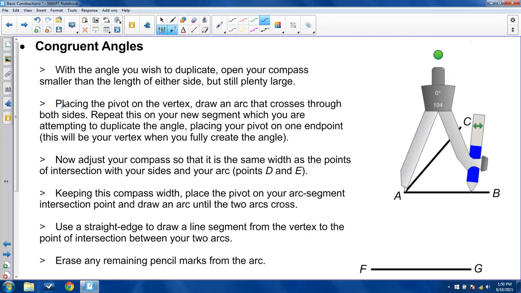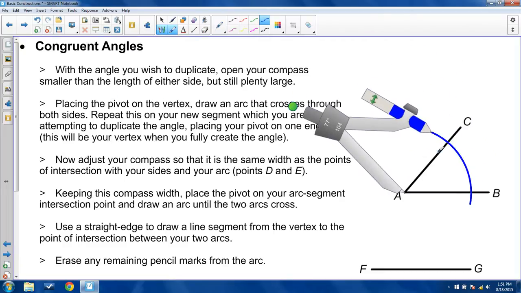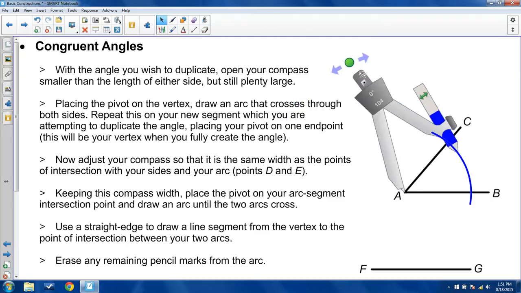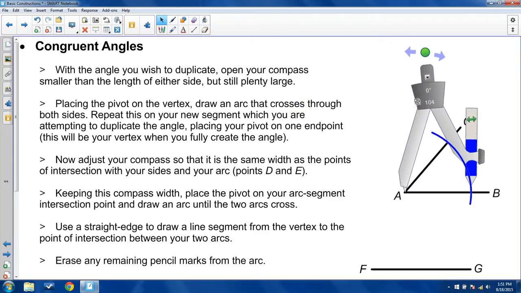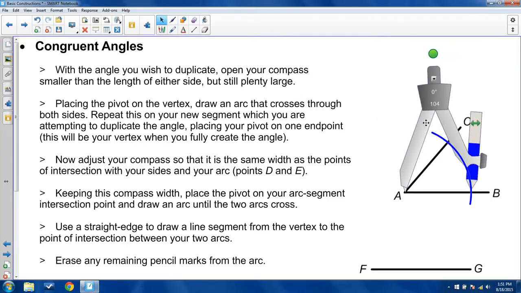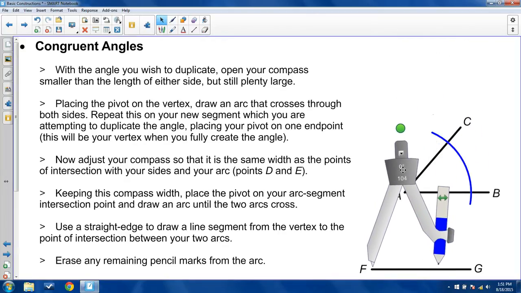Step 2, placing the pivot on the vertex, like so. Draw an arc that crosses through both sides. By sides, I mean the sides of the actual angle right here. So vertex, both sides, and I drew an arc that actually crossed through both of them. Repeat this on your new segment, on which you are attempting to duplicate the angle, placing your pivot on one endpoint. So here I have another segment. I want to take the pivot on one of the endpoints like so, and I want to repeat this step.